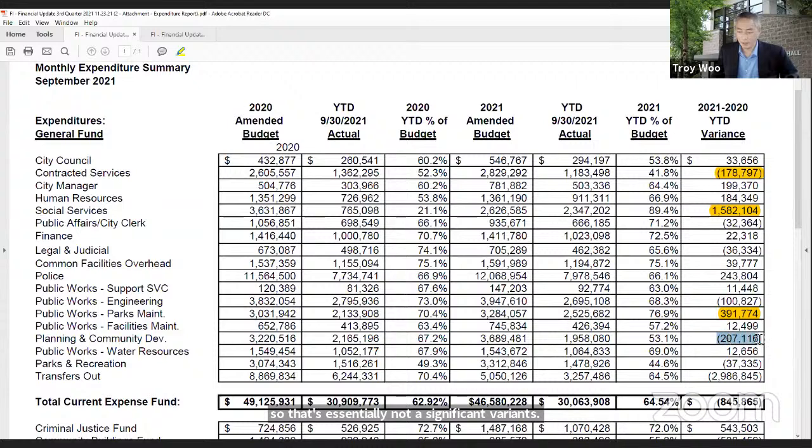Community and economic development, showing a decrease of $207,000 from this year compared to last year. This is also related to the CARES Act. We had about $185,000 spent in terms of economic development out of this department budget. Transfers out, obviously a huge variance, but a lot of that's related to the CARES Act. Basically transfers into other funds in order to get that money out into the community.